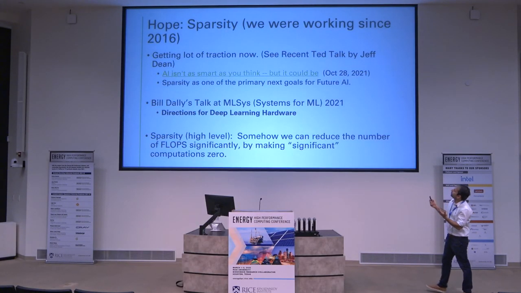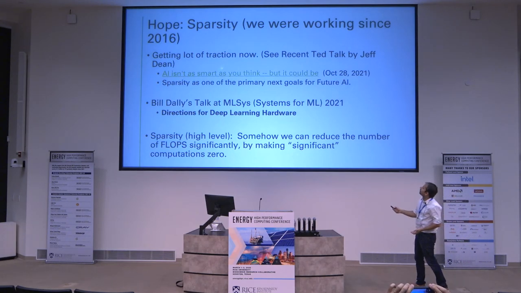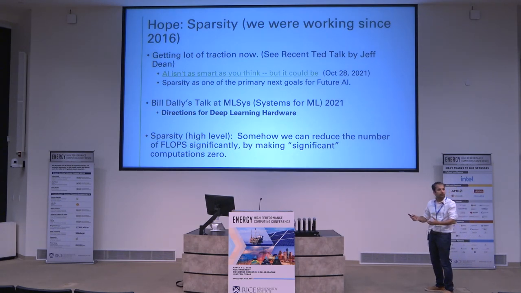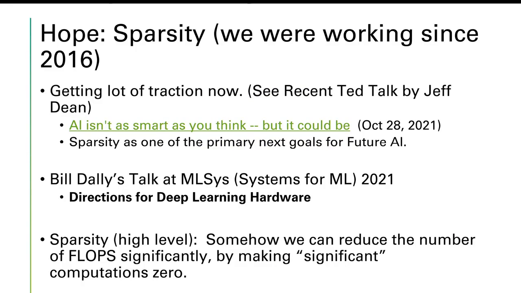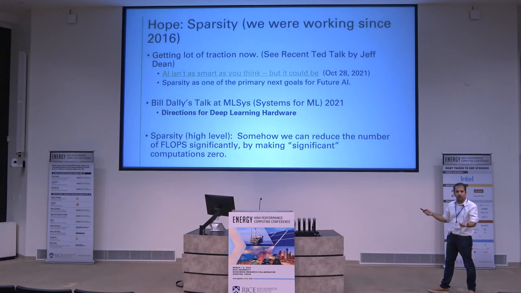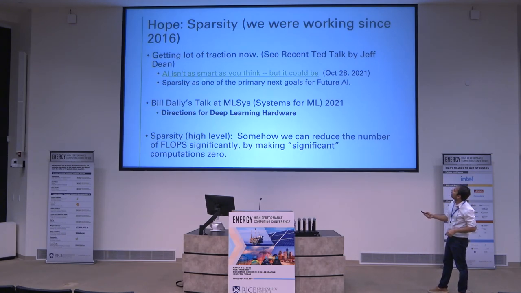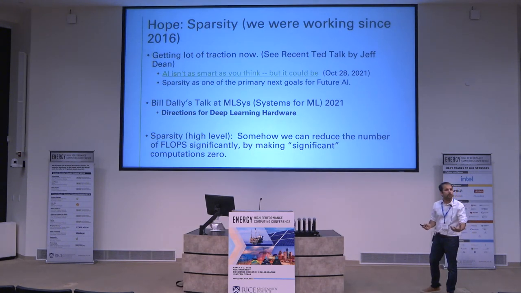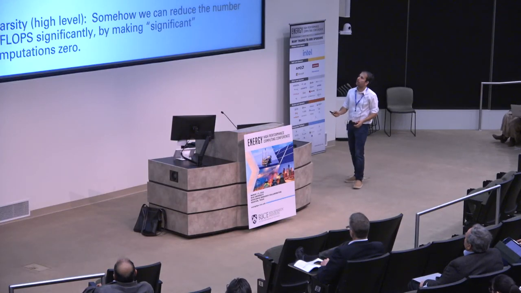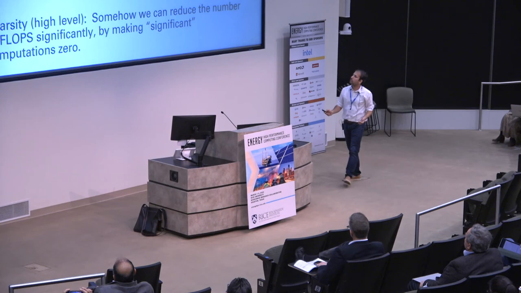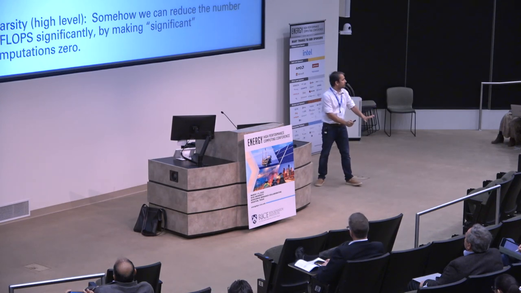So here is a hope, which is about sparsity. It's getting a lot of traction, and there are different views of sparsity. I'll try to summarize all of them later. But basically, there is a TED talk by Jeff Dean, a senior fellow at Google, called AI isn't as smart as you think, but it could be. Sparsity is one of the primary next goals for the future of AI. I'll talk about what that sparsity means. Even Bill Dally's talk at MLSS, the directions of deep learning hardware, focuses on sparsity.